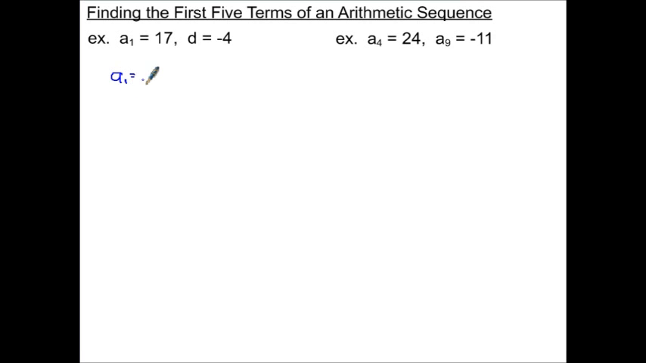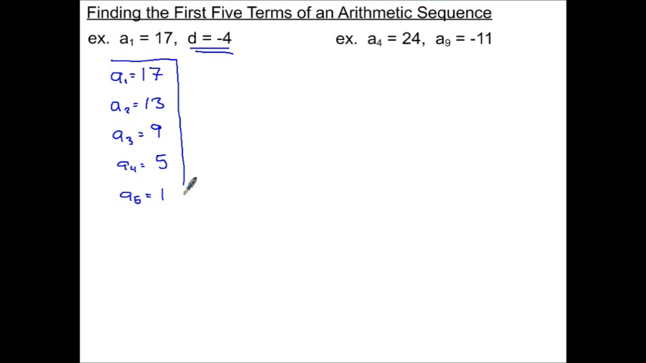Well, a sub 1, what could that be? Oh, look, it's 17. Then a sub 2: the whole idea behind what d means is that's what I have to add or subtract, based on the sign, to get from one number to the next. Since d is negative 4, 17 minus 4 takes me down to 13. Then a sub 3, subtract 4 to get 9. My fourth number is 4 less than that, so 5. And finally my a sub 5 gets me down to 1. So there are your first 5 terms. Doesn't take too much effort to get that.